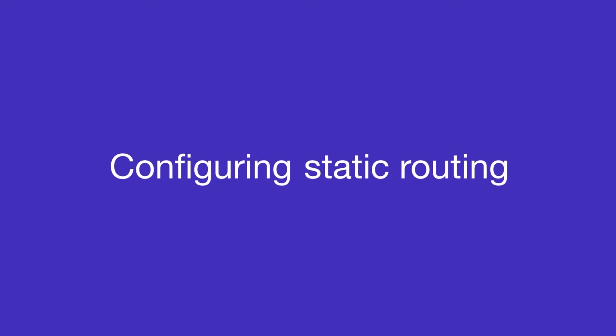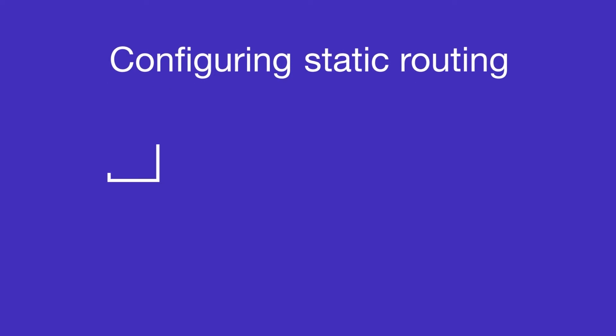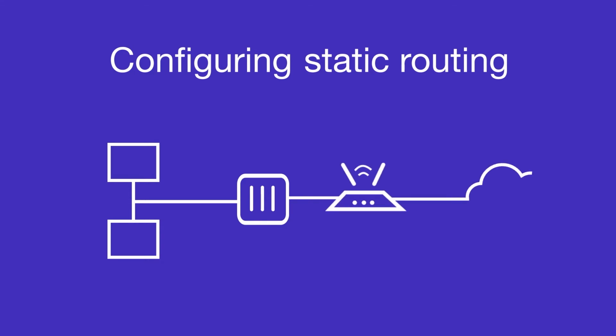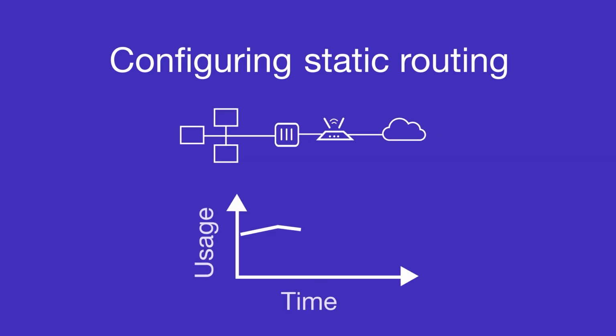In this video, we will look at configuring static routing options. Static routing is generally used in smaller networks that only require one route to access the internet. We will use an example of a small office. The size of the office isn't expected to grow significantly, and the network usage is very stable.